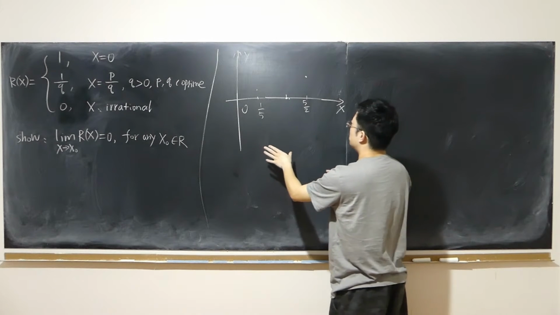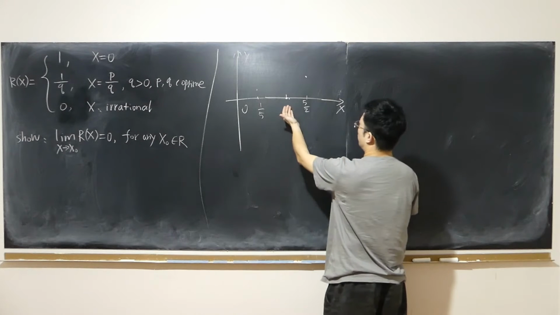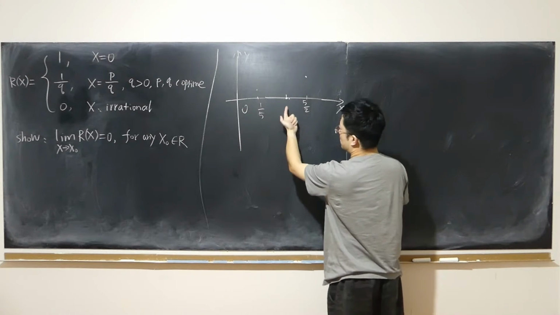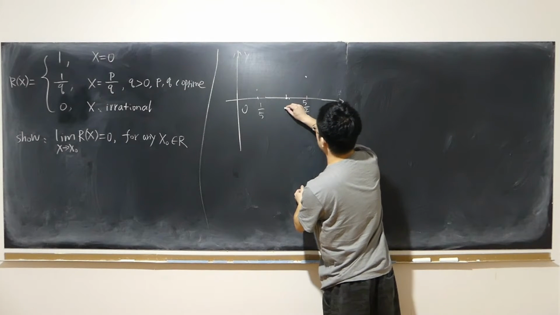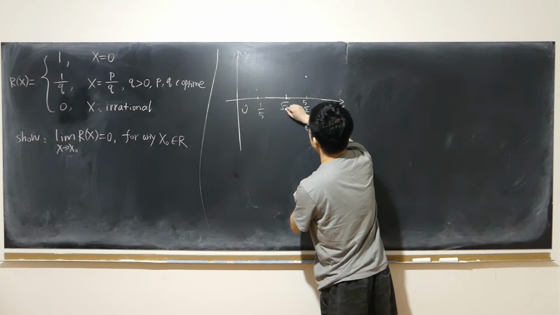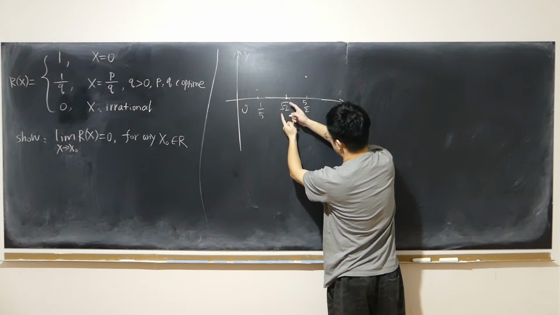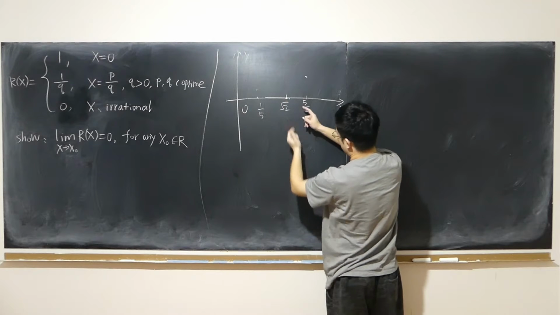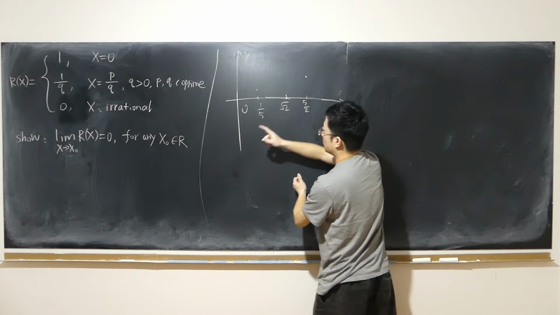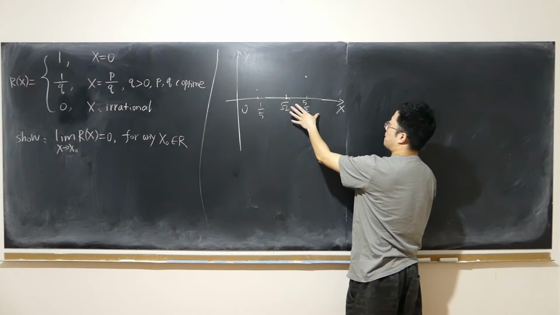So what we're trying to prove is that no matter at what point, let's consider an irrational point, maybe here, square root of 2. As x gets closer and closer to square root of 2, we want to show the function value is also always getting closer and closer to 0. The limit is 0. So why is that?